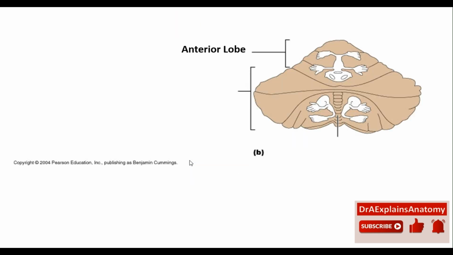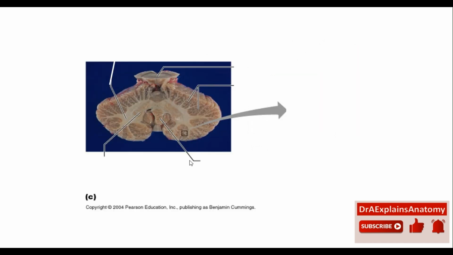Right here we can see the anterior lobe, and this is the posterior lobe. This right here is the vermis. This is a cross section in the cerebellum. We can see the midbrain anteriorly. This right here is the vermis, which connects both sides of the cerebellum.